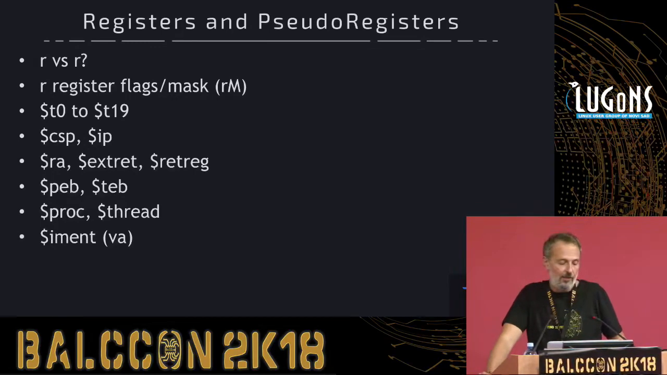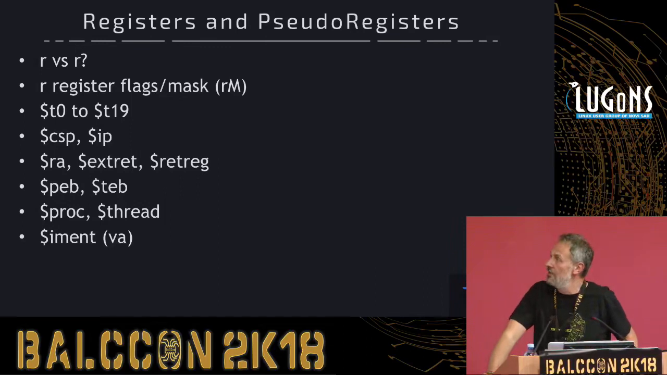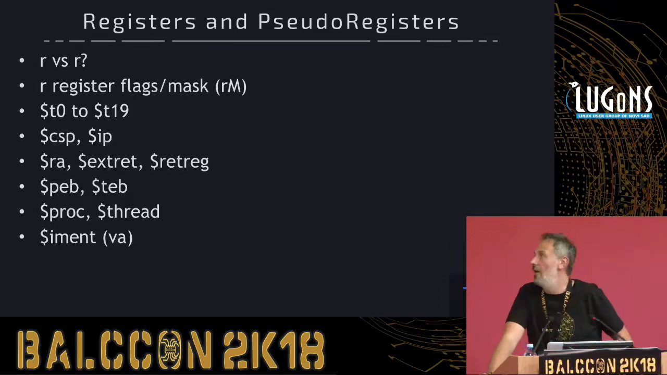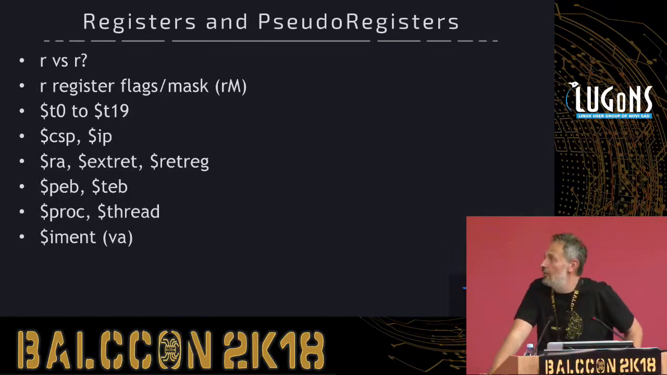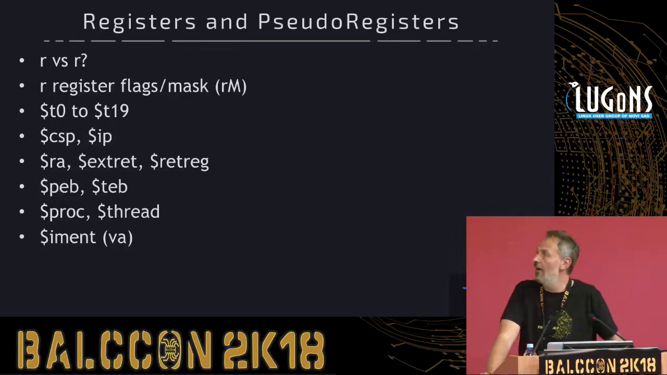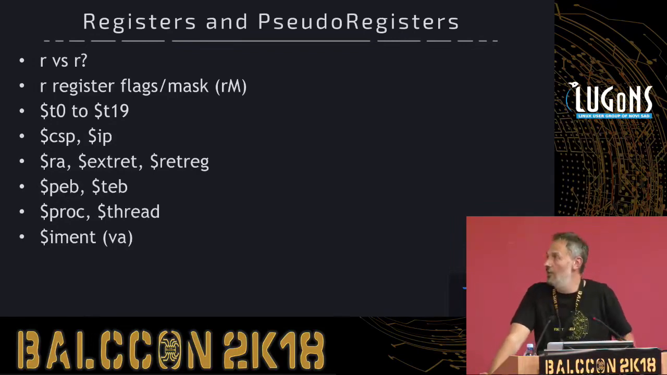So, for example, you have some pseudo registers. They always start with the $. So $csp will be the current stack pointer, $ip would be the instruction pointer, $ra would be the return address, then you have the process environment block, the thread environment block. Those all depend on the context where you are.